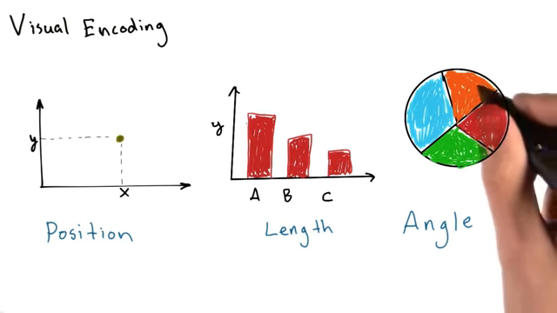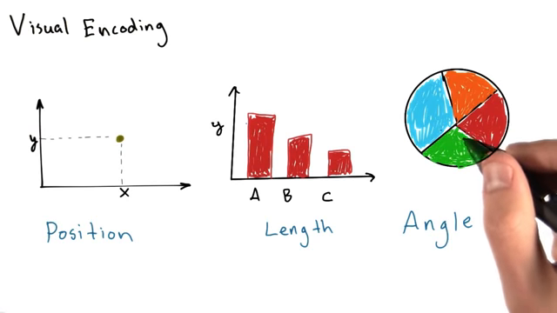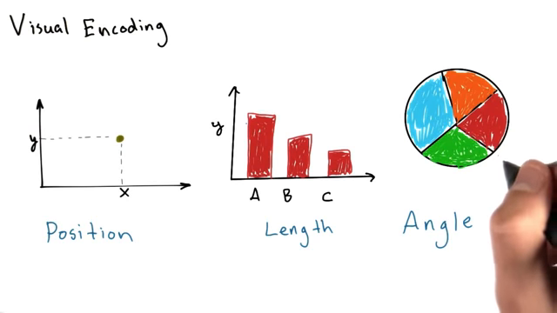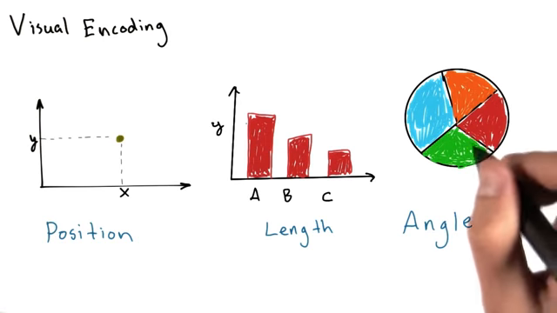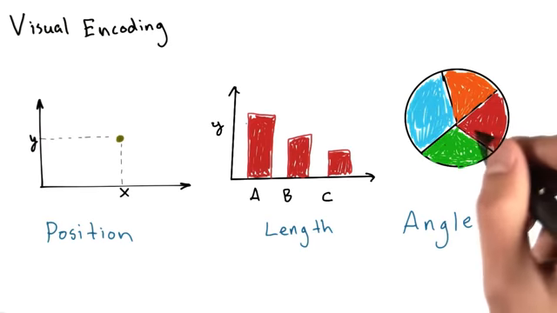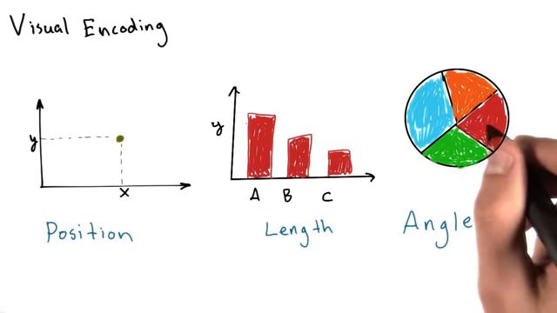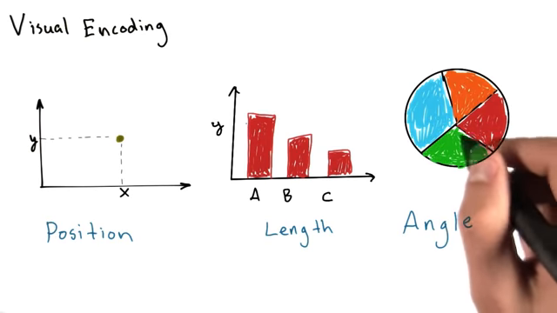The sum of the wedges in this pie complete a circle and give us 360 degrees. One negative aspect to using angles as a visual encoding is that human eyes can have a difficult time differentiating angles. For example, 25 degrees and 30 degrees may look very similar. Because of this, angle is an encoding that you may want to avoid if you're trying to show very small differences.